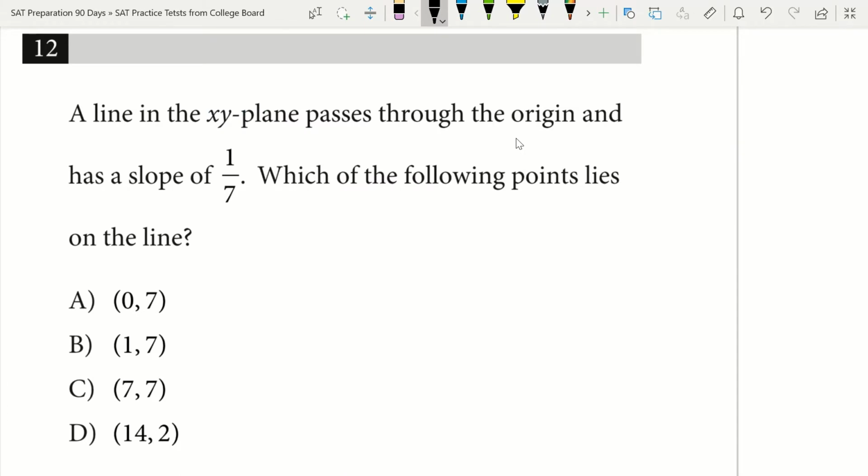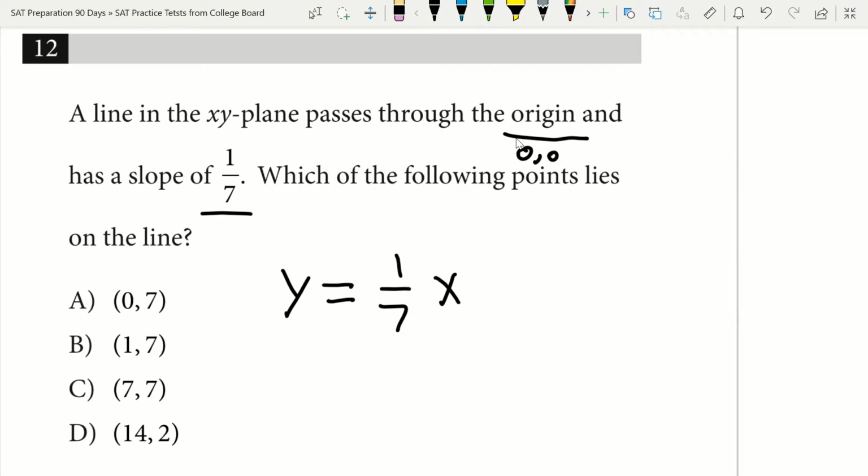Alright, so here's an SAT math trick for you. This is question 12 from SAT Practice Test 1. So the trick is this. If you're told a line in the xy plane passes through the origin and has a slope of 1/7, and you're asked for which point lies on the line, well, you can go ahead and say your equation is going to be y equals 1 over 7 times x, since 1/7 is your slope. And since you pass through the origin, that's point (0, 0), which means that your y-intercept is 0. So that'd be plus 0.